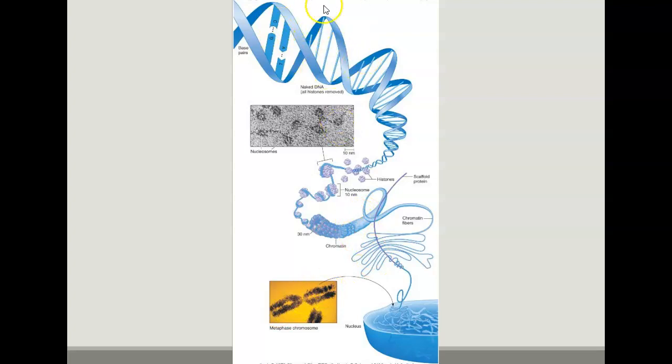So again, here's our naked DNA. The DNA wraps around these histones. When the DNA is wrapped around a histone, we call it a nucleosome. When we spin these things together and wind them up, we refer to this as the chromatin. And we can see these nice condensed chromosomes when we're going through the process of DNA replication.